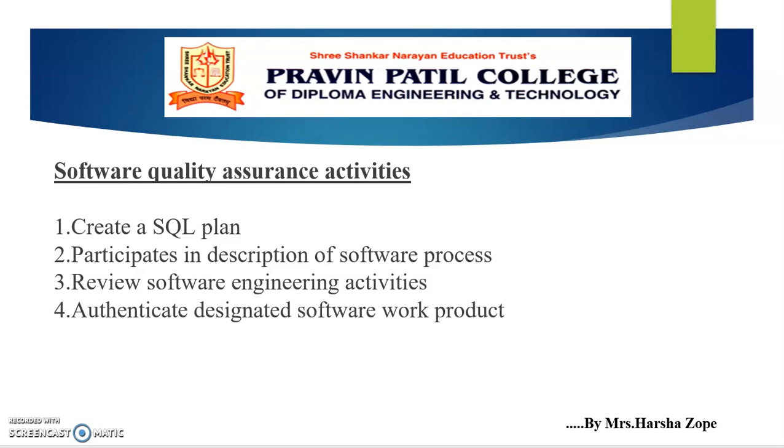The next is software quality assurance activity. In this, create an SQA plan, then participate in the description of the software process, then review software engineering activity, and then authenticate the designated software work product. This is a software quality assurance activity.